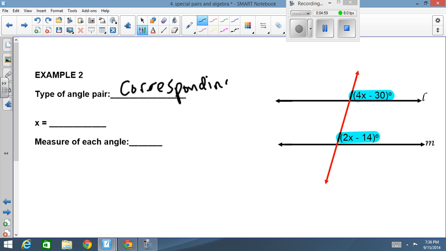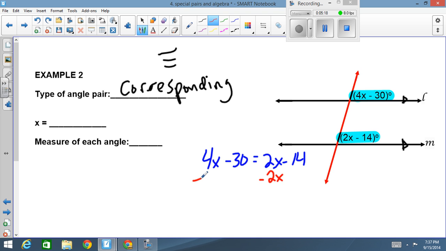And what we know about corresponding angles in a situation where we have parallel lines cut by a transversal, those are also congruent. So because those are congruent, once again, I can set these equal to each other. 4x minus 30 equals 2x minus 14. I'm going to do a couple steps here, get all my x's on one side. This time I'm going to subtract the 2x and bring all the x's over here. So 4x's minus 2x's is 2x minus 30. Bring down the negative 14.